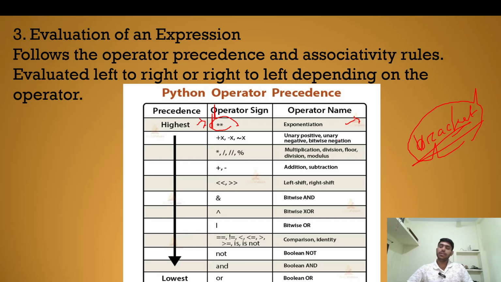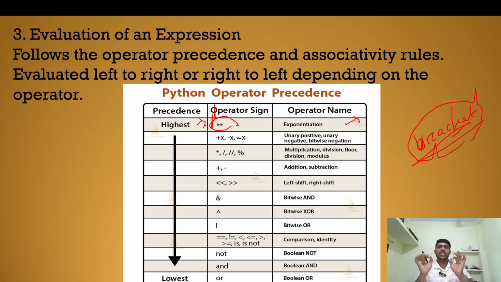Then come multiplication, division, floor division, and modulus. First multiplication, then division, then floor division, then modulus. It will always move from left to right. Remember it. Then addition, subtraction, then left shift, right shift, bitwise and, bitwise XOR, bitwise OR, then comparison: equal to, not equal to, less than, greater than, greater than or equal to, is not, comparison and identity, then boolean not, boolean and, boolean OR. So, highest to lowest, this is the evaluation order.